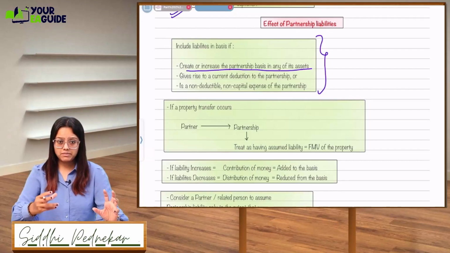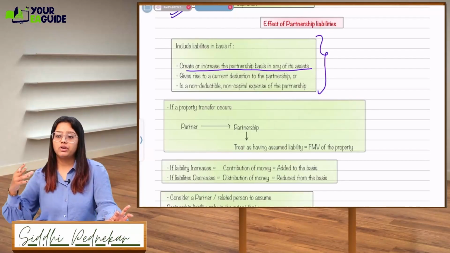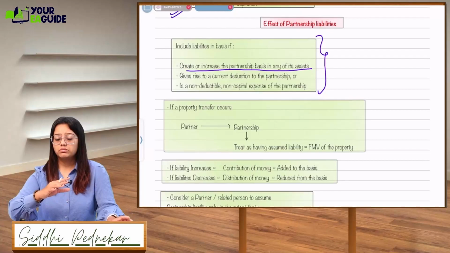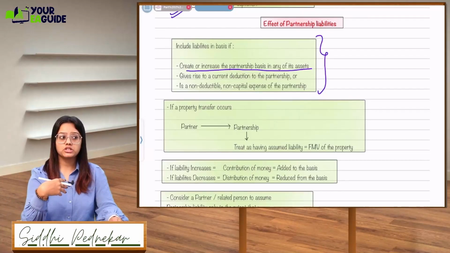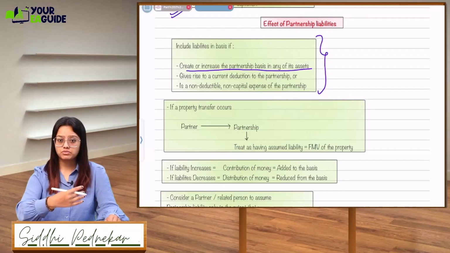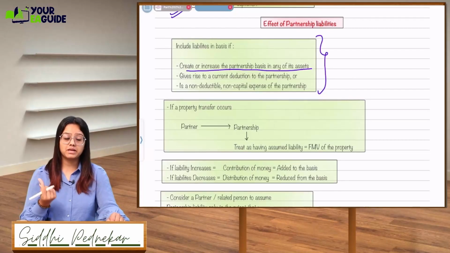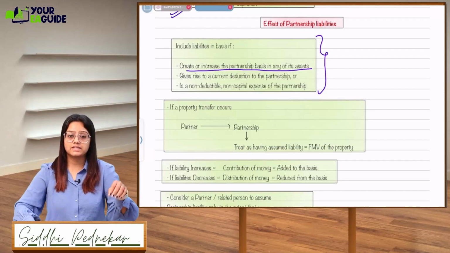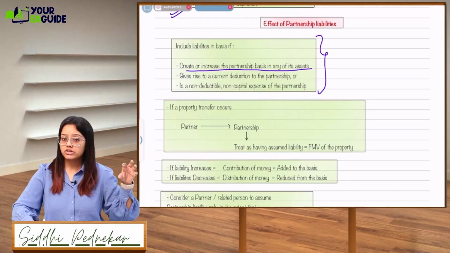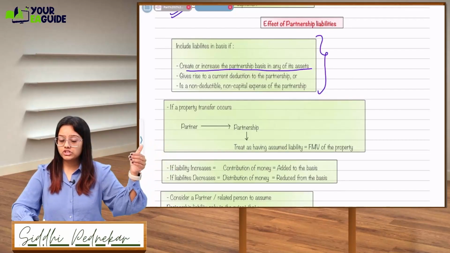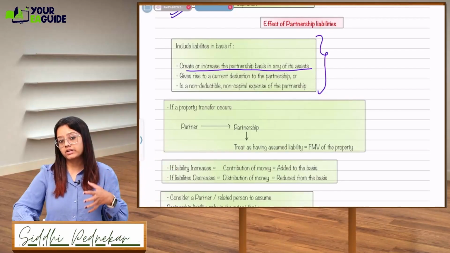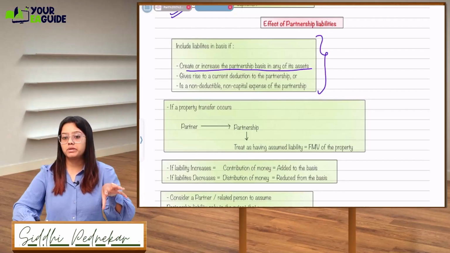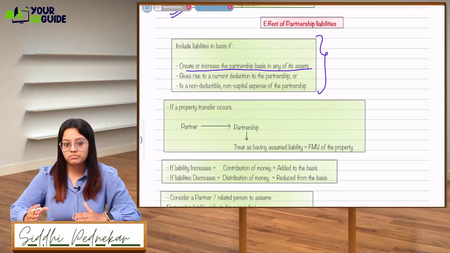Got it? Let's say I'm a partner in the partnership firm, I'm taking a loan and then investing it in the partnership firm. Or I am responsible for the loan which is taken by the partnership firm. So that is my increase in the basis, an increase in the liability which creates or increases the partnership basis in any asset. Let's say we have taken a loan and bought an asset. So it is increasing the asset's value, right? But that loan which is being taken, I am at risk for that amount, that will be added to my partnership basis.